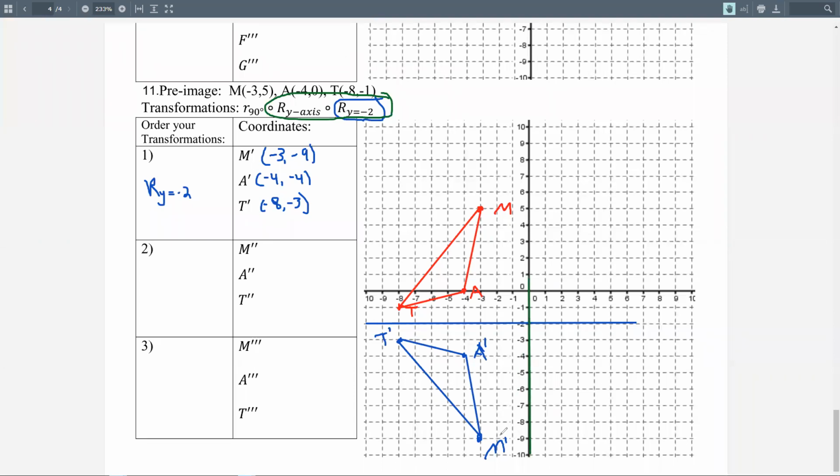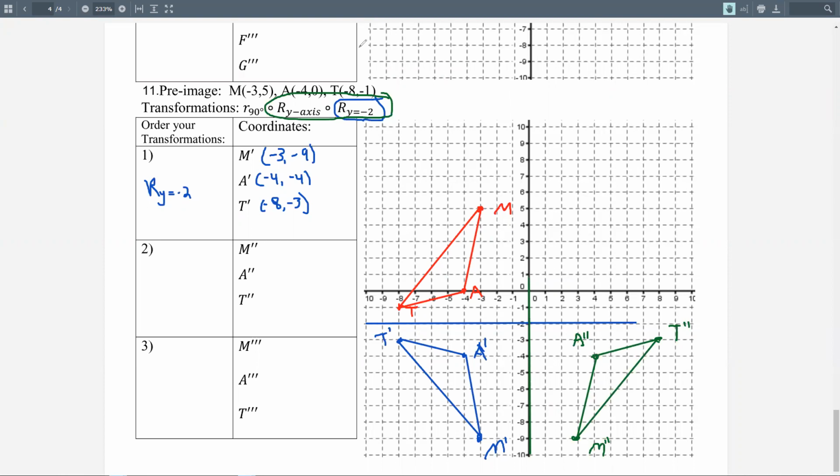All right, so M prime is 1, 2, 3 to the left. We need to go 3 to the right. There is M double prime. Okay, A is 1, 2, 3, 4 to the left. 1, 2, 3, 4 to the right. There's A double prime. And then T is 8 to the left. We need to go 8 to the right. We can connect those.